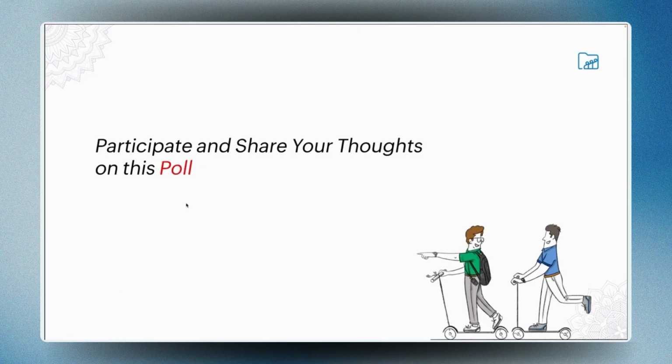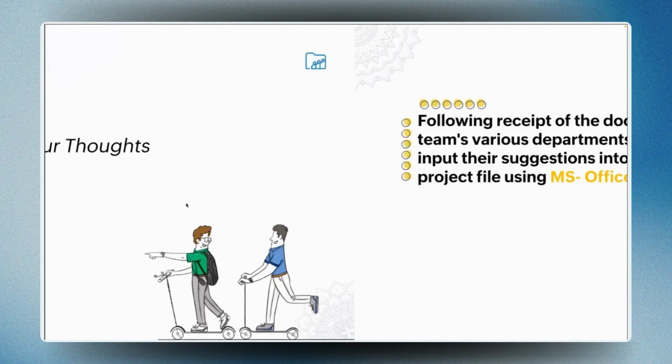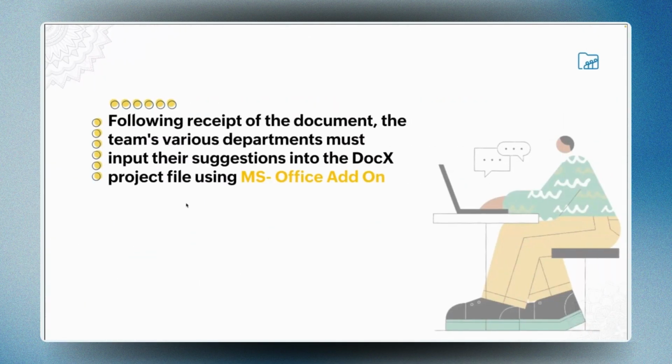So, Jennifer, as in the previous section, we discussed how to save attachments to WorkDrive from Gmail and Outlook. Now, after receiving the document, the team's various departments need to put their inputs or give their suggestions into a docx project file. So how do we edit these MS Office files in WorkDrive? Do you have any solutions for that?